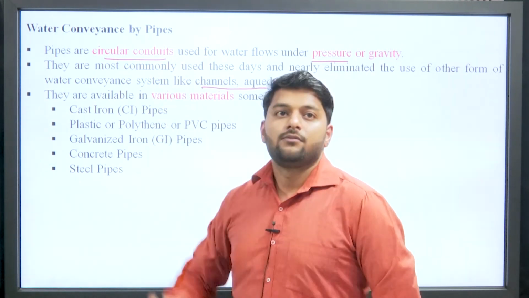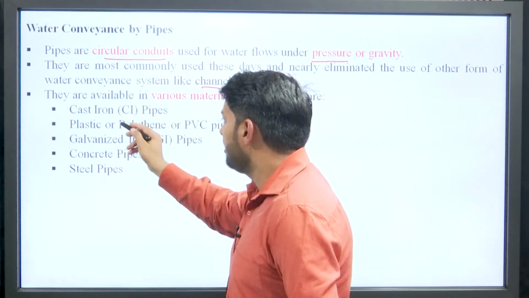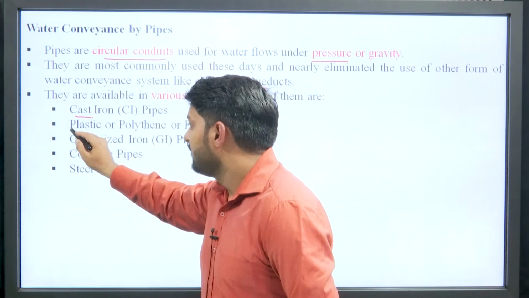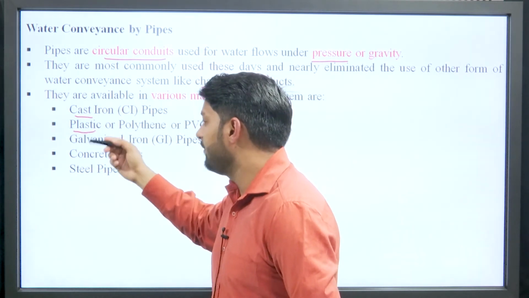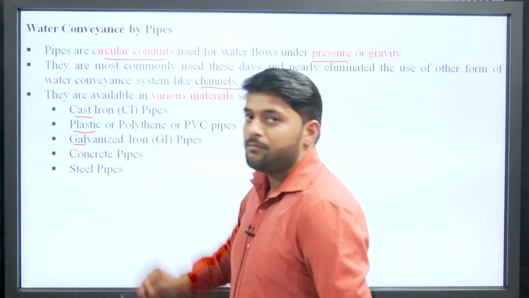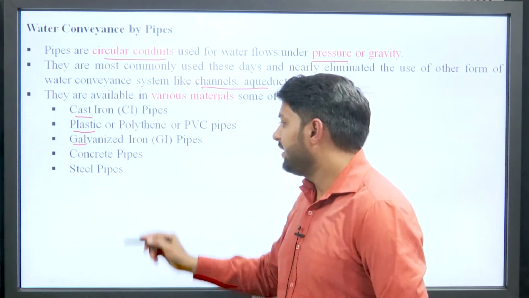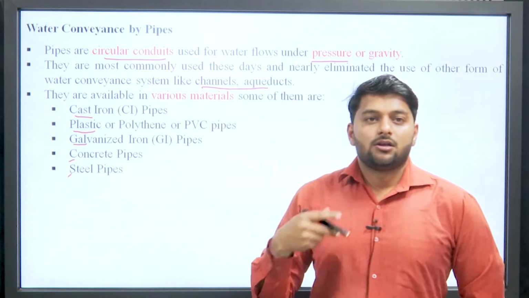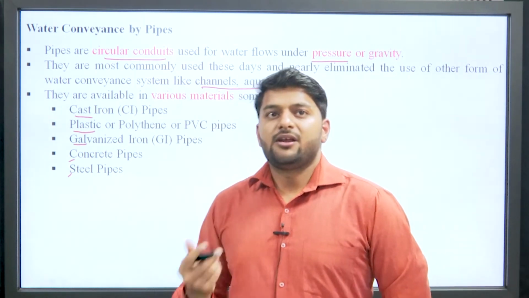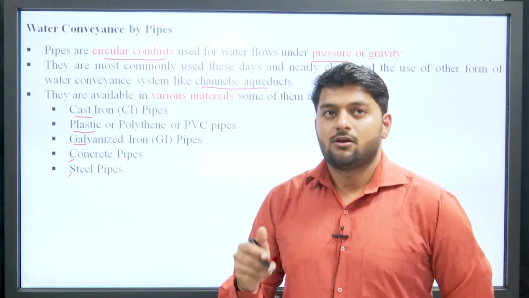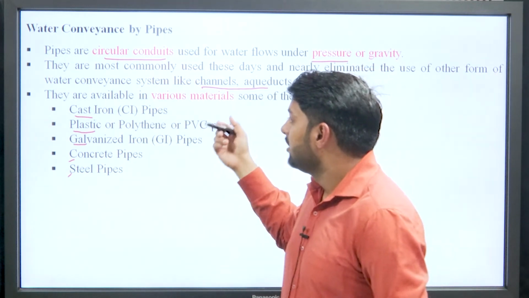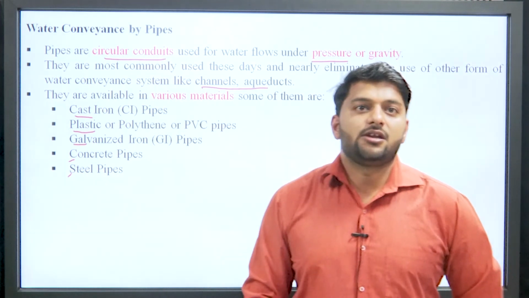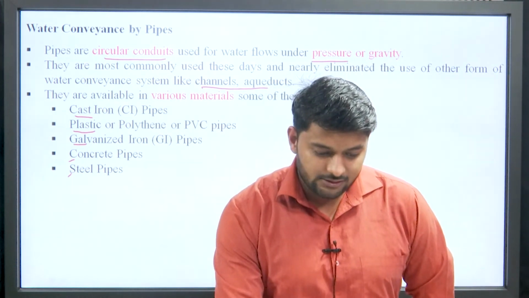They can be of different material. Following are certain materials: pipes can be of cast iron, plastic PVC, galvanized iron, concrete or steel pipes. So, in the next lecture we will be discussing the pipe materials, what their properties will be, and what the advantages and disadvantages of different pipe materials are.